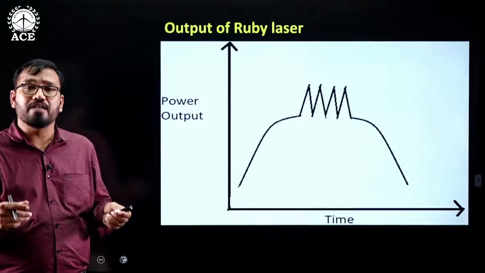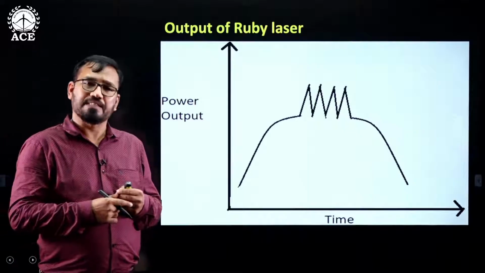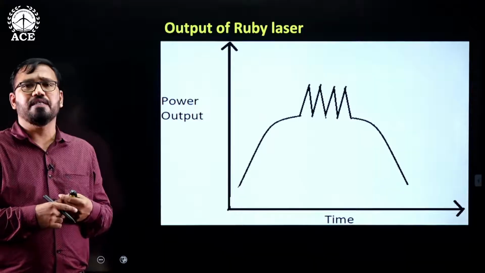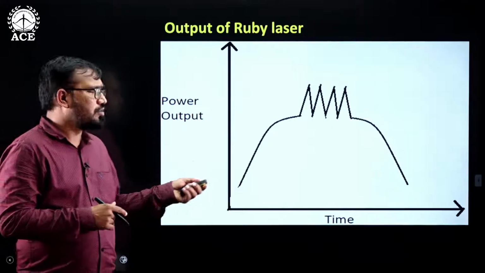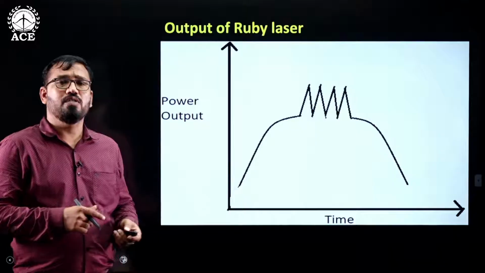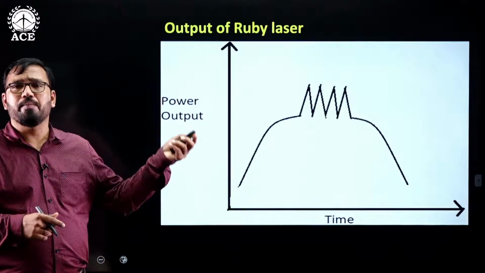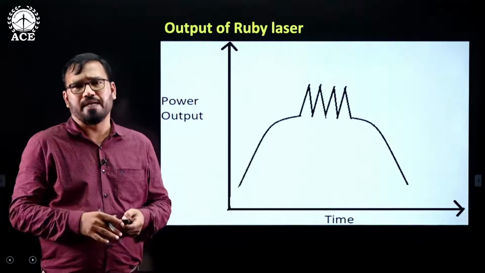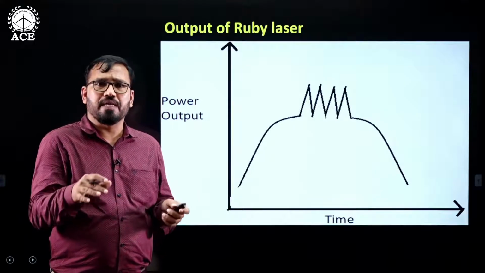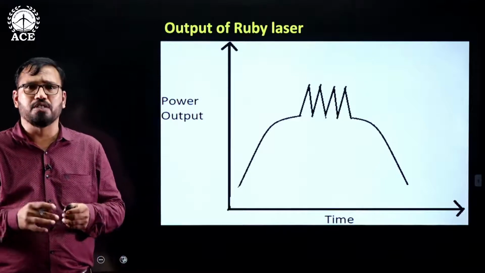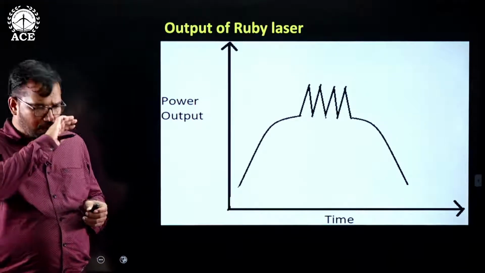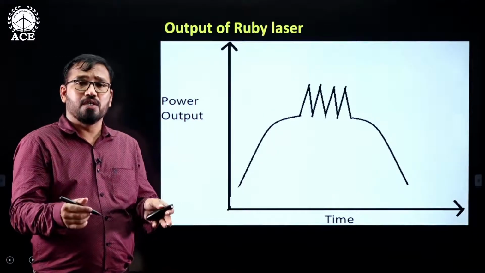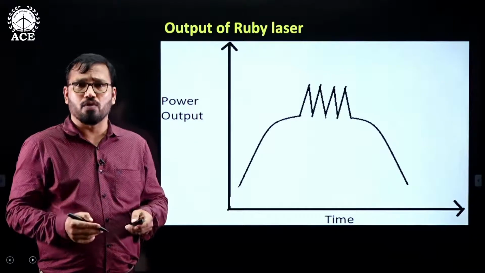So who are the active centers in the ruby laser? Chromium plus 3 ions. What happens to the chromium plus 3 ions? They will be excited to different energy levels. Okay. After that we discussed how the lasing action takes place. The chromium ions won't stay in the higher energy level for a longer time. We have to allow them to stay in the metastable state. Once we make them stay in the metastable state, we achieve population inversion. Once population inversion is achieved, we get stimulated emission, and from the stimulated emission we get lasing action.